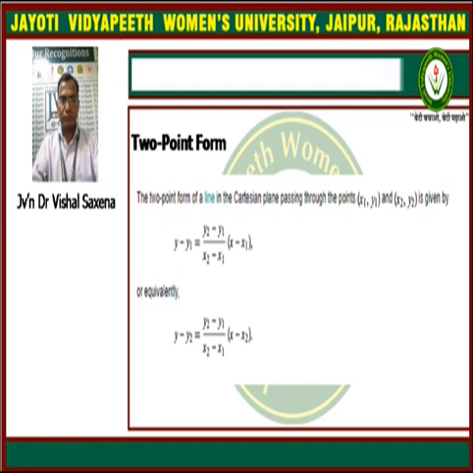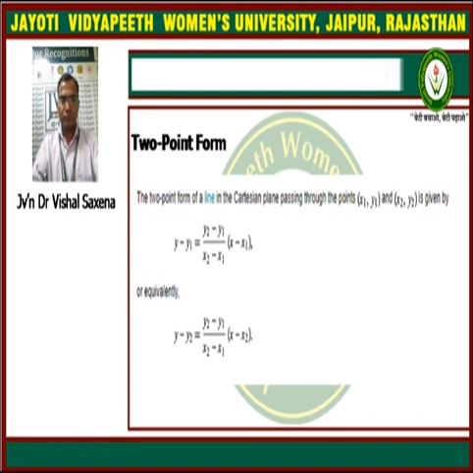Both will give the same answer, and the only difference between the 2-point form and the slope point form is that m is equivalent to y2 minus y1 upon x2 minus x1. And as we also know, m, the slope, is equal to tan theta, and it is given by various different concepts also, like the concept of the derivative, differentiation.